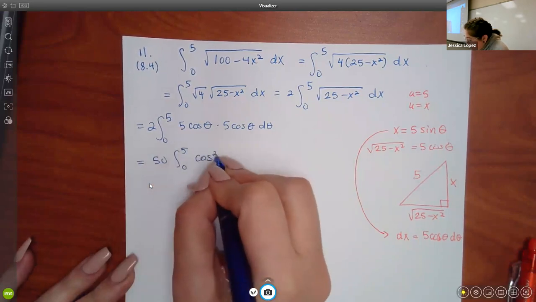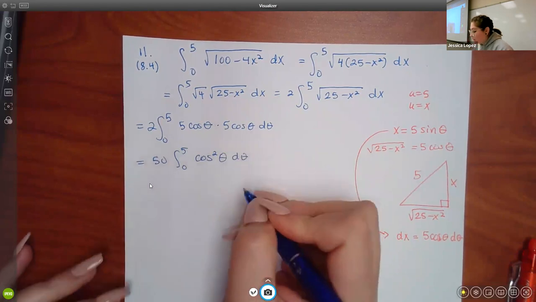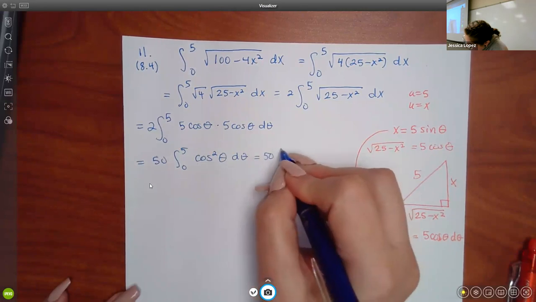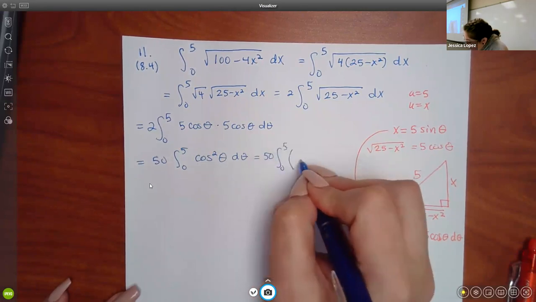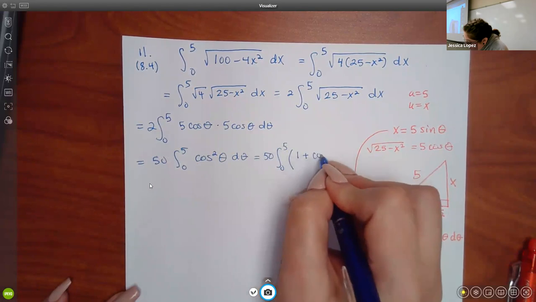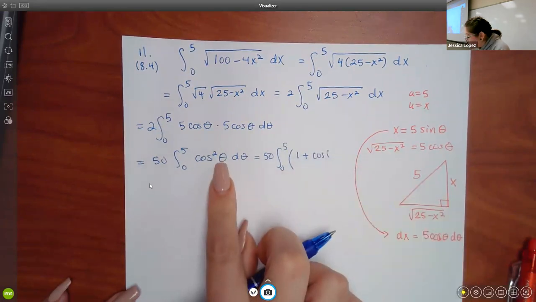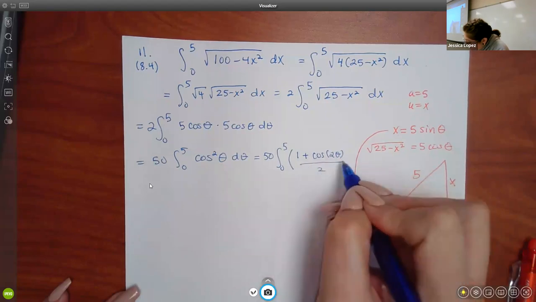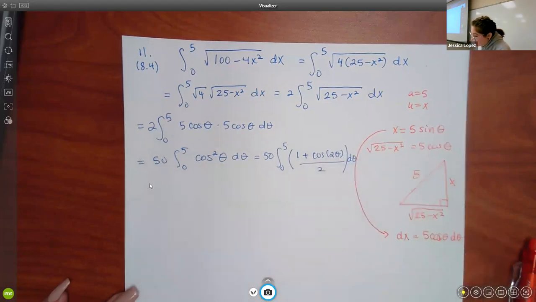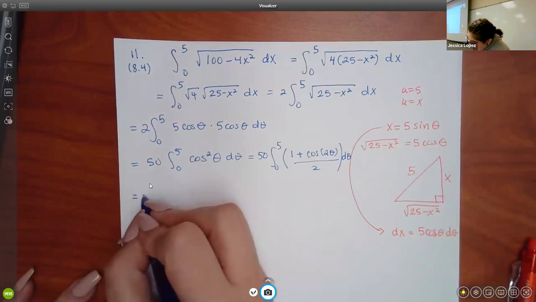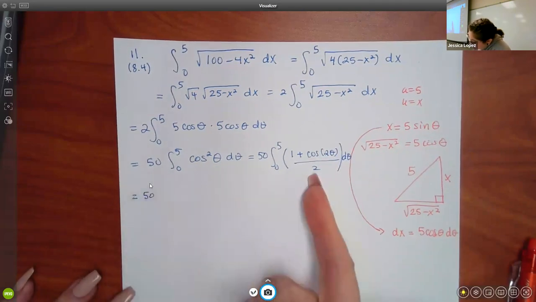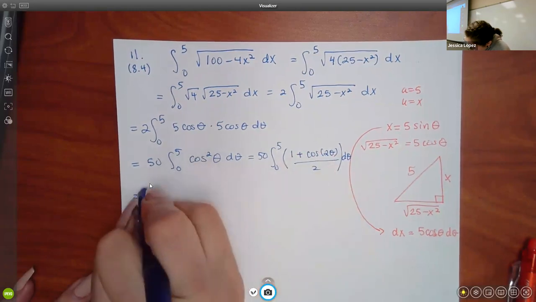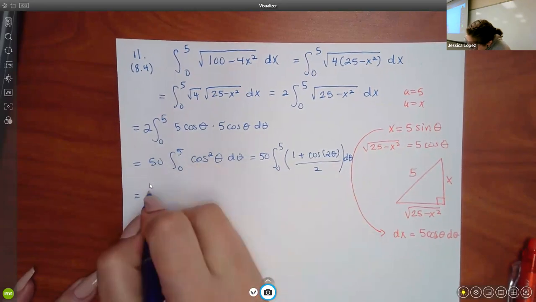And I have cosine squared, which requires a power reducing formula. So we have 1 plus cosine of double my angle, since it's just a regular theta. When I double that, it'll be 2 theta. And I'm going to take this 2, since it's over both of the terms, and just kick it out. 50 divided by 2 would make 25.